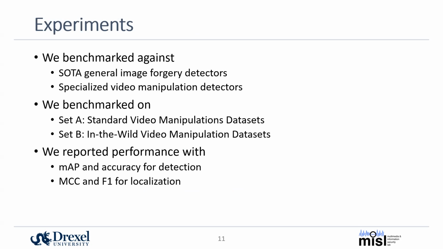To evaluate our network, we benchmark against state-of-the-art general image forgery detectors and specialized video manipulation detectors, using two sets of datasets that we discussed earlier, the standard video manipulation dataset and the in the wild video manipulation dataset. We reported performance with MAP and accuracy for detection and MCC and F1 for localization.